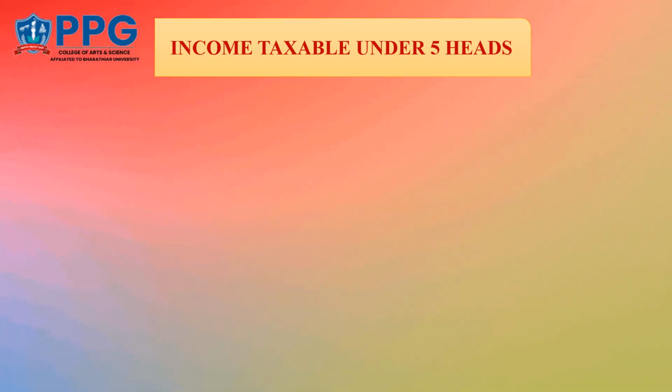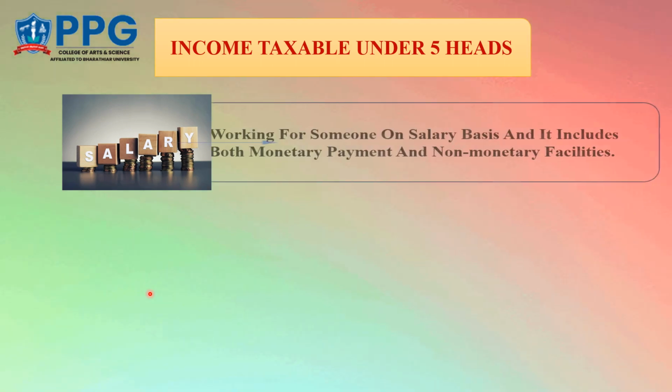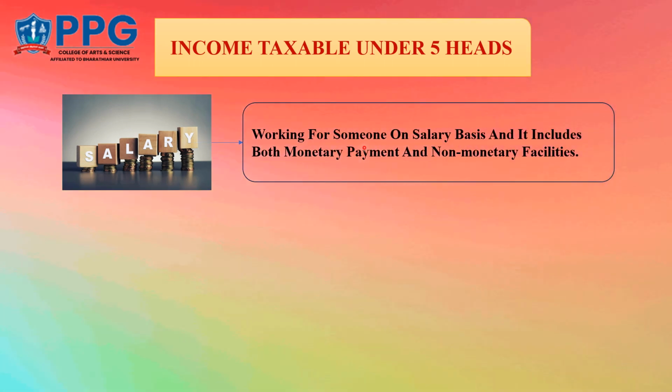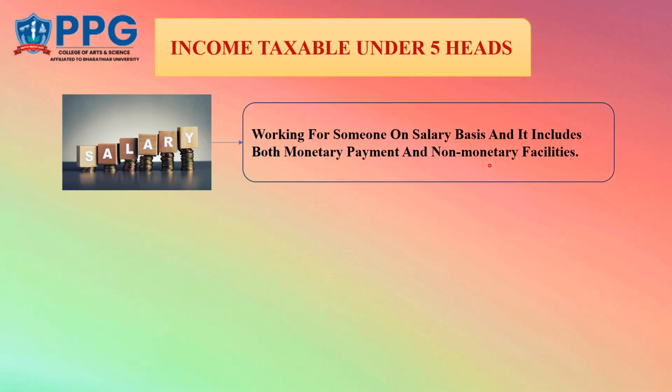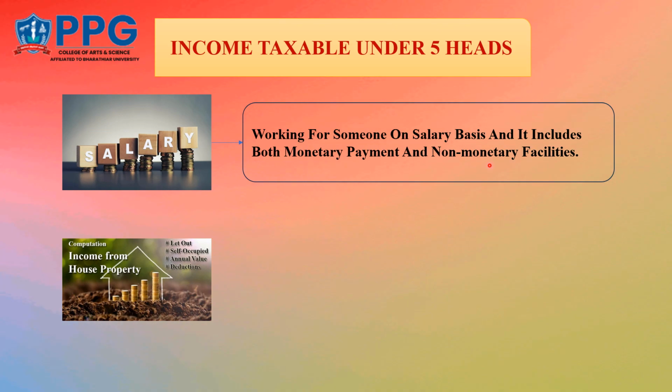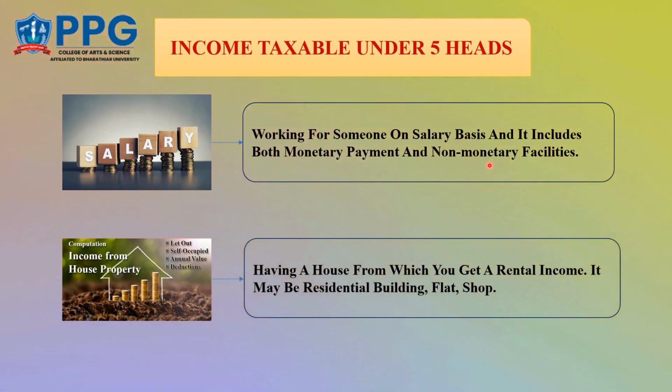Income taxable under the five heads can be calculated as follows. Salary is calculated when working for someone on a salary basis, and it includes both monetary payment and non-monetary facilities. Computation of income from house property. If you have a house from which you get rental income, it may be a residential building, flat, shop, etc. In these categories, income from house property is calculated.